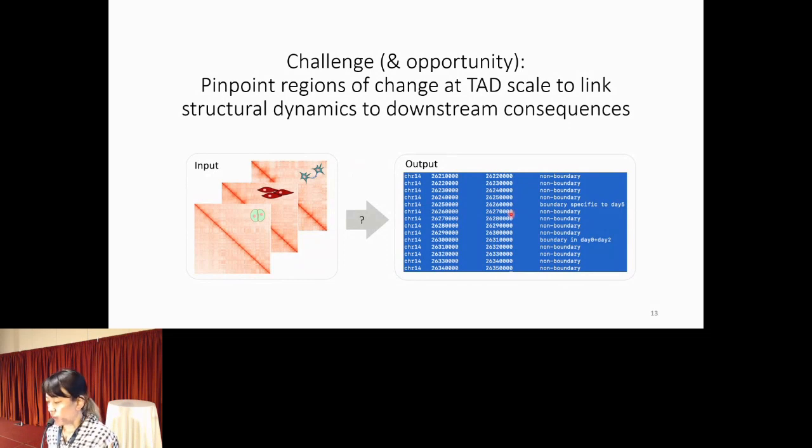And we want to be able to provide our collaborators, biologists, lab scientists, with an interpretable output that annotates each genomic region with context-specific boundariness. So here in an example output bed file, each row represents a genomic region, and it has an annotation about whether that particular genomic region has a static shared boundary or some kind of a context-specific boundary.